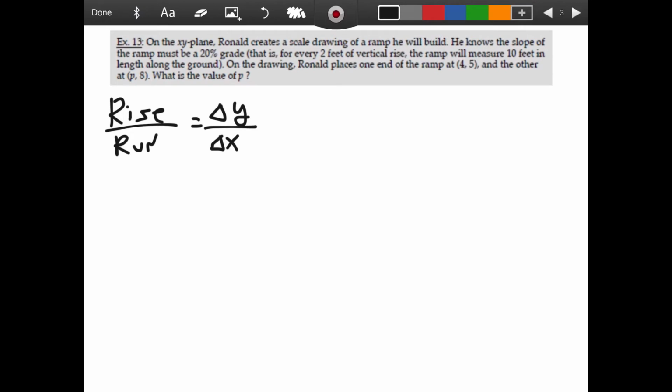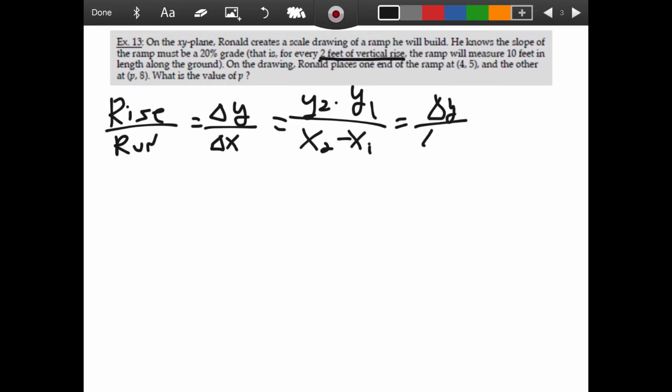All right. Now, let's consider this problem, and we could expand this sometimes. We have y2 minus y1 over x2 minus x1, right, using our points. Now, for every 2 feet of vertical rise, so that's going to be our change in y. So if I rewrite change in y over change in x, well, our change in y is 2, and then along the ground, we have 10 feet in length. So the x value, or the run, is going to be 10. So our slope's 2 over 10.